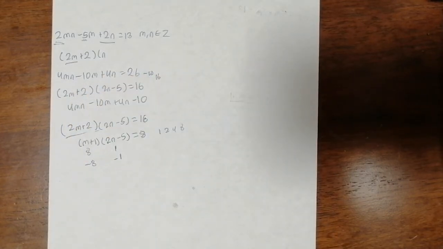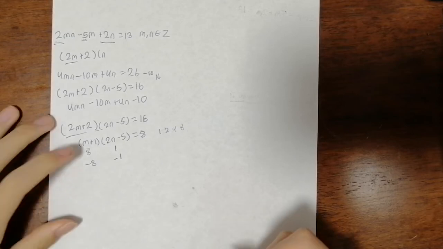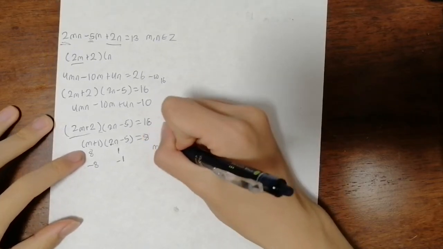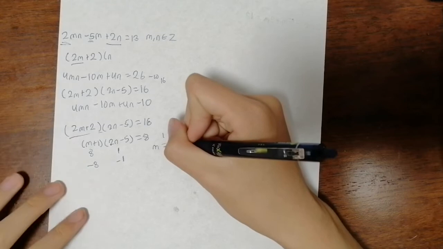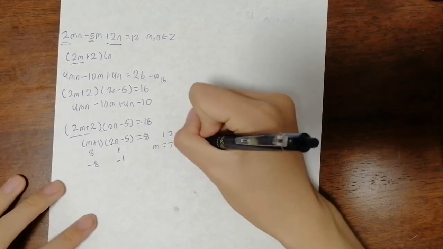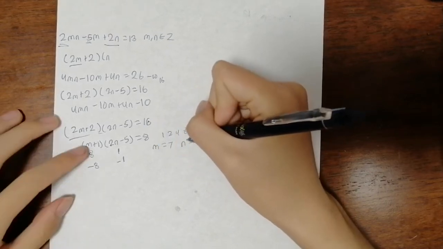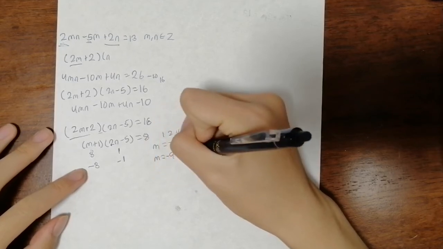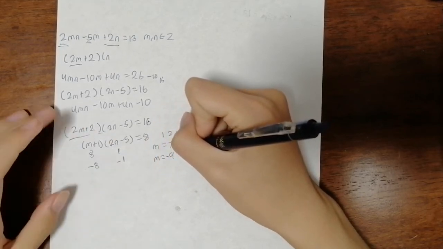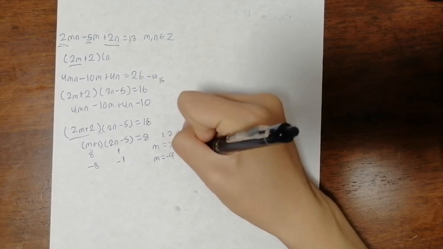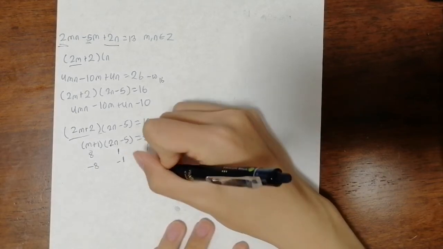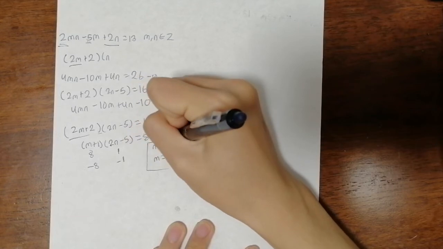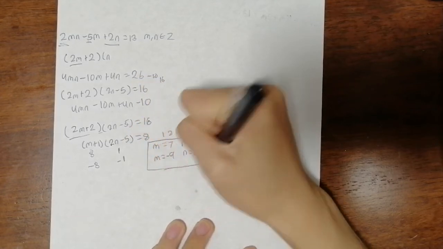So again, we're going to have two solutions. In the first one, we have n plus 1 is 8, so m is 7. 2n minus 5 is 1, so n is 3. In the second, n plus 1 is negative 8. This gives us m equals negative 9. And 2n minus 5 is negative 1, n is equal to 2. And you can check these on your own again. These are two solutions.